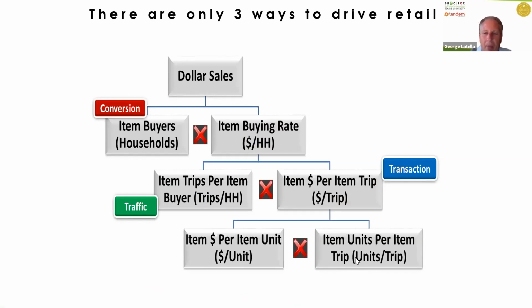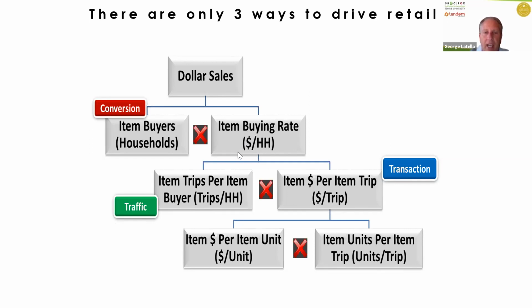They buy something, they buy a box, they buy a bag, they buy a package. When they go to the register, or they do this online, they pay something, typically in the United States, dollars, currency. These 2 things multiplied together get us to dollars per trip. That means how many dollars people are spending every time they go to a store, whether it's online or bricks and mortar. Then we multiply that times how many trips each household makes. That's called traffic, okay? That takes us up to the item buying rate, which is dollars per household.